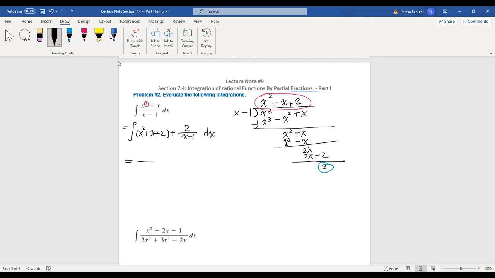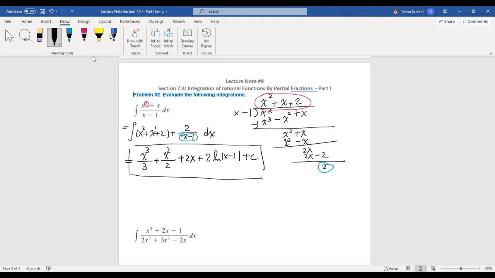For x squared, I use the power rule, so it's x cubed over 3. Then plus x, the first power, becomes x squared over 2. Then plus 2x. Then for 2 over x minus 1, we know the integral gives the natural log, so it's 2 times the natural log of the absolute value of x minus 1, plus c. This one is pretty easy.